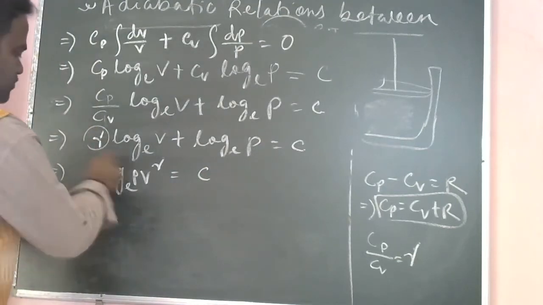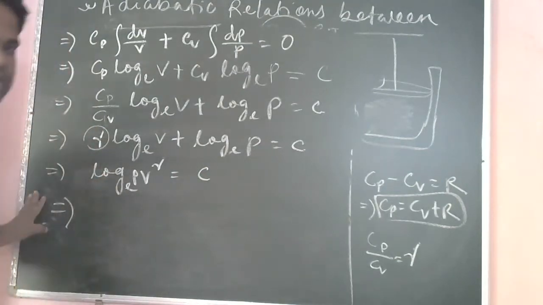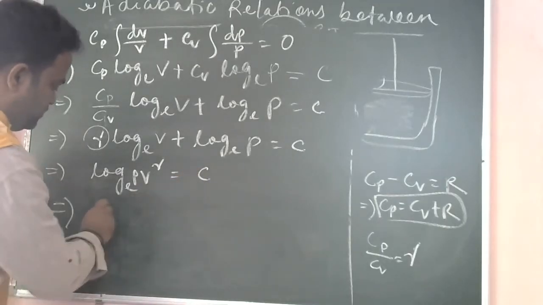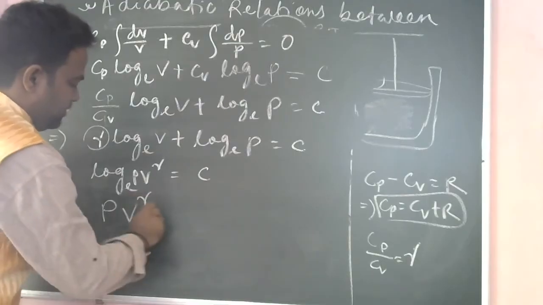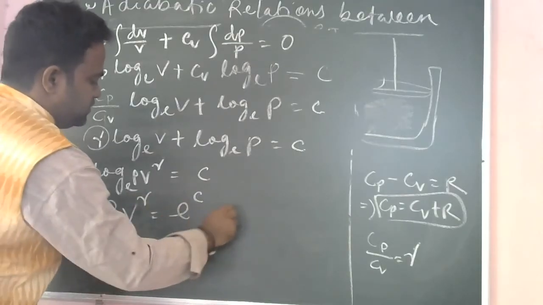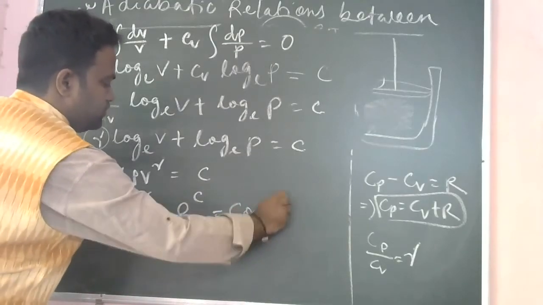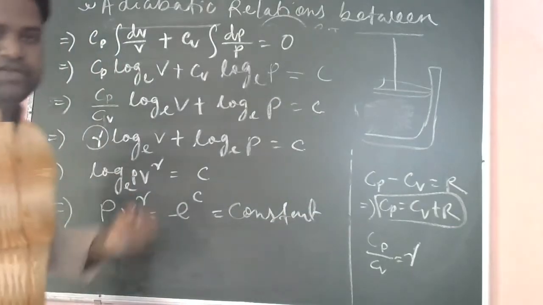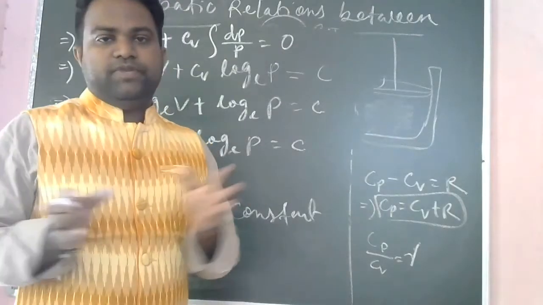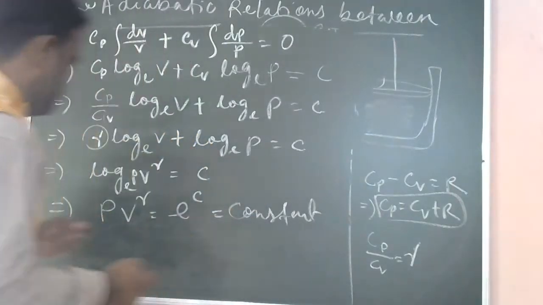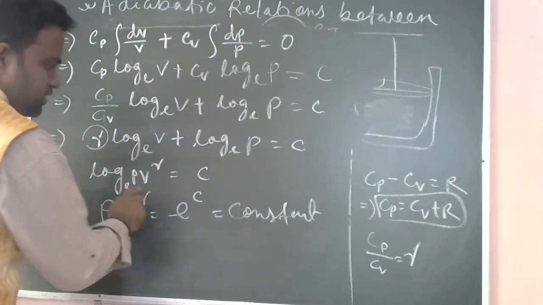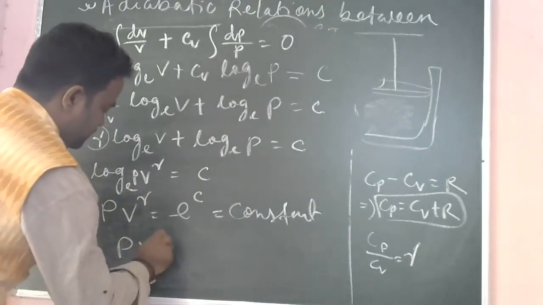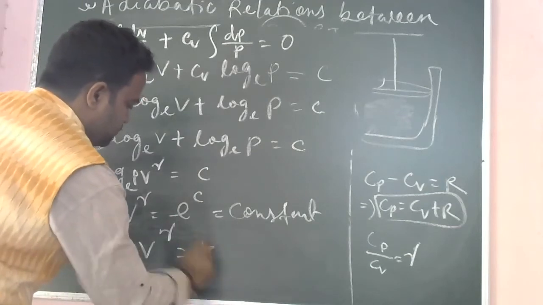Or if you want to remove this log e, ln, then on the right side it will be e to the power C. So it will be P V to the power gamma is equal to e to the power C, which is a constant. This is what we are supposed to prove, that in an adiabatic system the relationship between pressure and volume is a constant, and this one is gamma, Cp by Cv. So P V to the power gamma is equal to constant.